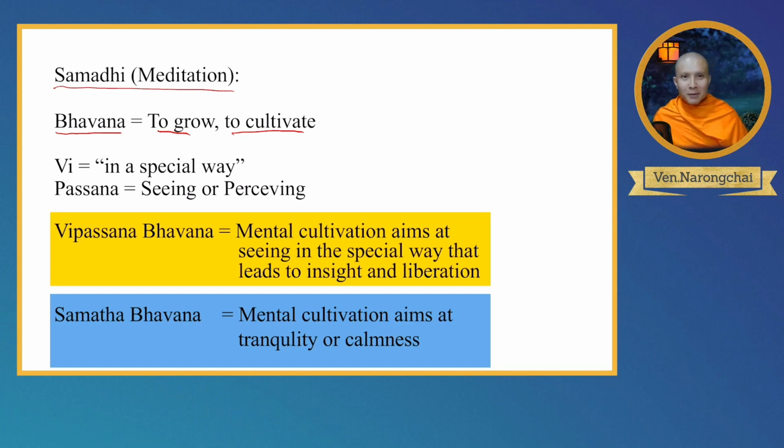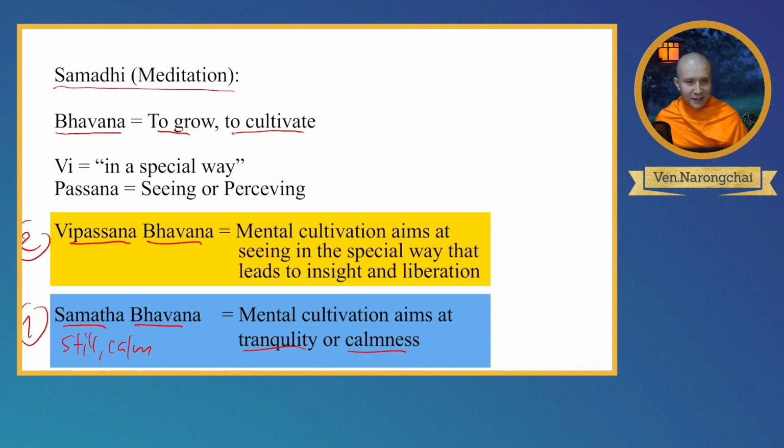And there are 2 things in Buddhist meditation that, like I said, you're going to come across later on. Number 1 is called samatha bhavana. And number 2 is called vipassana bhavana. Samatha bhavana. Samatha means stillness or calmness. Bhavana means develop, right? Still or calm. That means you develop the stillness of the mind. Mental cultivation that aims at tranquility or calmness. In other words, the meditation that helps to calm the mind down. That's the first category of Buddhist meditation.